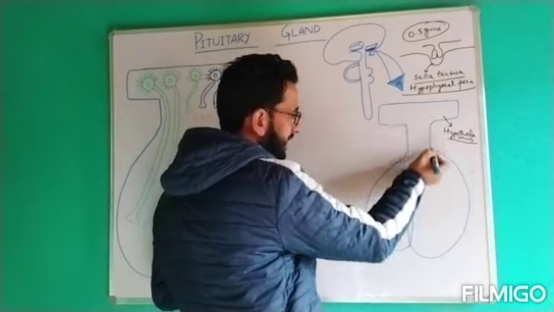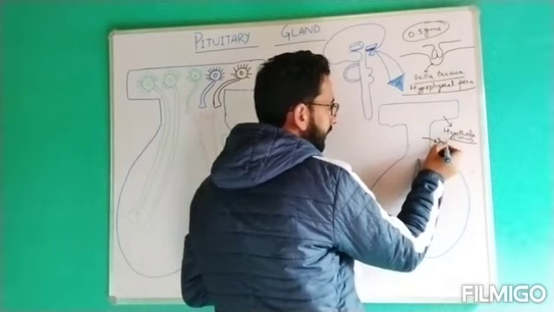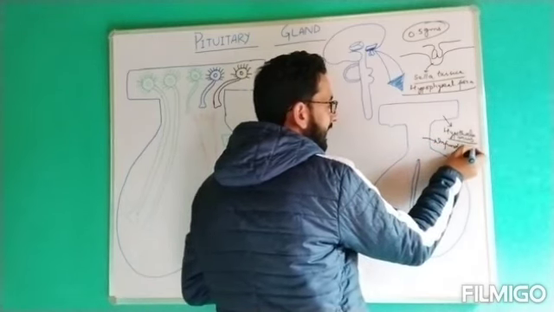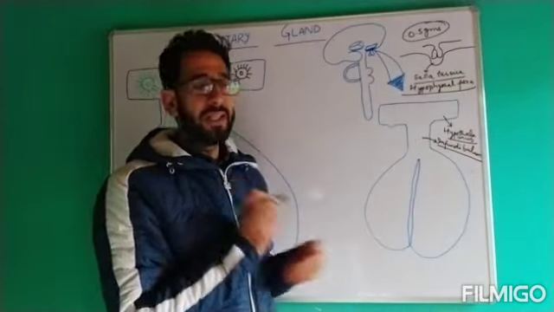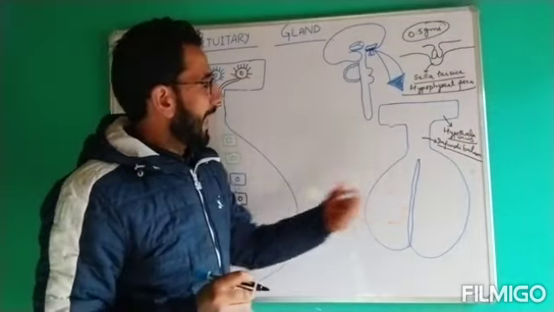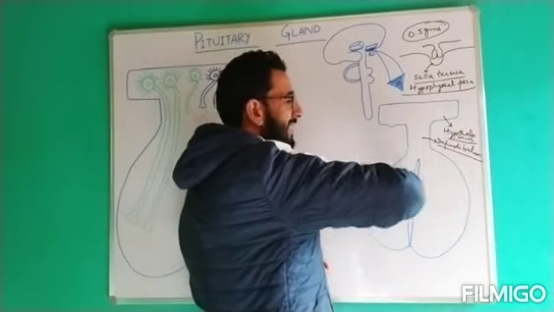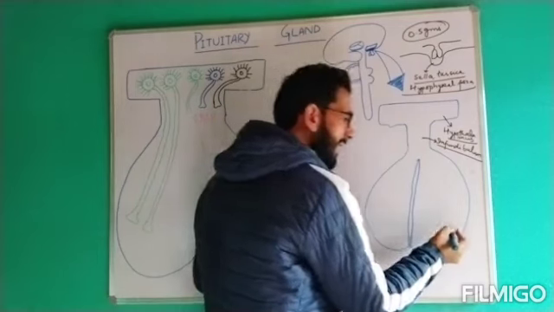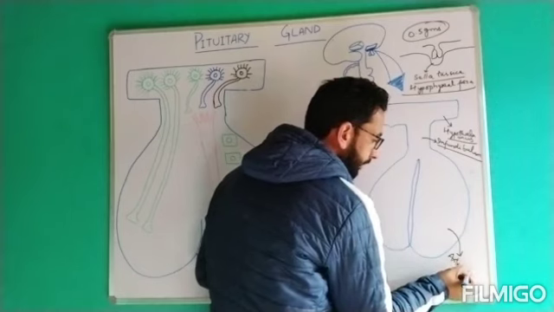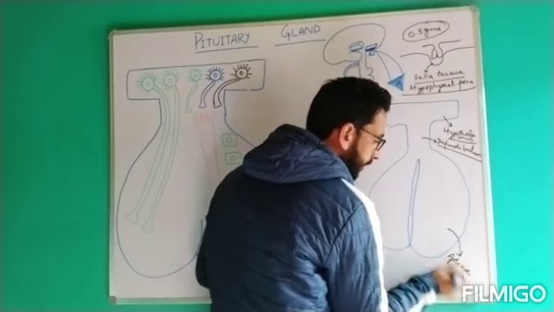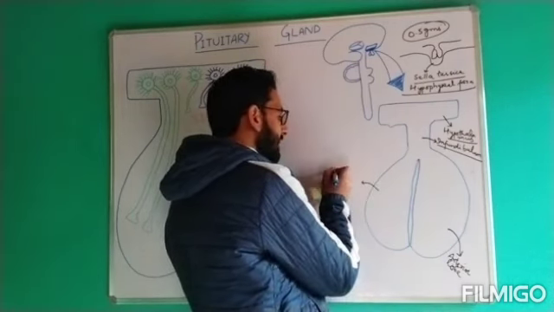Now here is this funnel-shaped structure, this stalk. This is called the infundibulum, and it is the connection between the hypothalamus and the pituitary gland. Then this pituitary gland has two lobes. One is on the anterior side, the front side, so it is called the anterior lobe. And this lobe right here is on the posterior side, so it is called the posterior lobe.